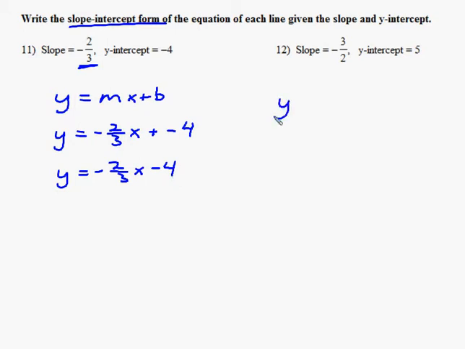Our next one is just as simple. Slope-intercept form is y equals mx plus b. We can just plug in what we know. The slope is negative 3/2, so we'll put negative 3/2 in for m. And the y-intercept is 5. It's just a plus 5. And so that's the equation. y equals negative 3/2 x plus 5.